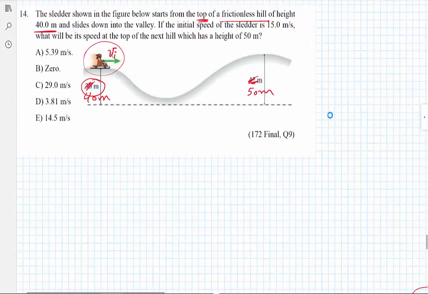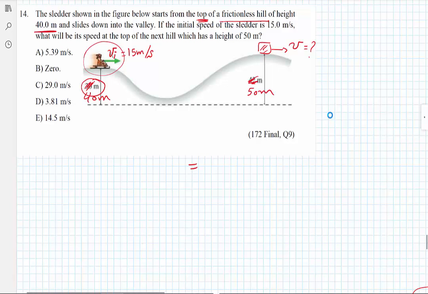So in this problem, the slider shown in the figure starts from the top of the frictionless hill at height 40 meters and slides down into the valley. If the initial speed is 15 meters per second, what will be the speed at the top of the next hill, which has a height of 50 meters? So we have the mechanical energy at the beginning equals the mechanical energy at the end, and we need the speed at the end. The mechanical energy is kinetic energy plus potential energy.